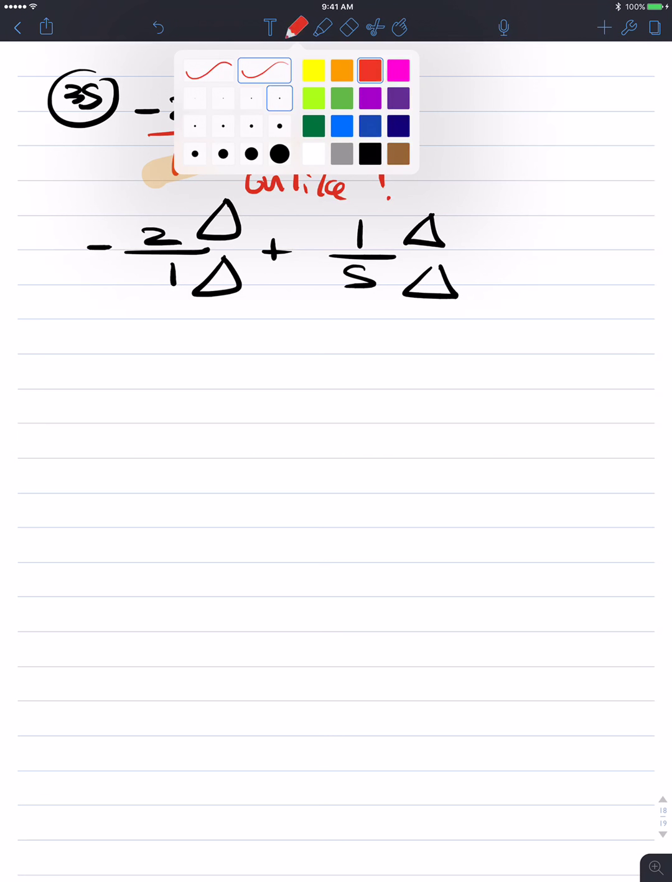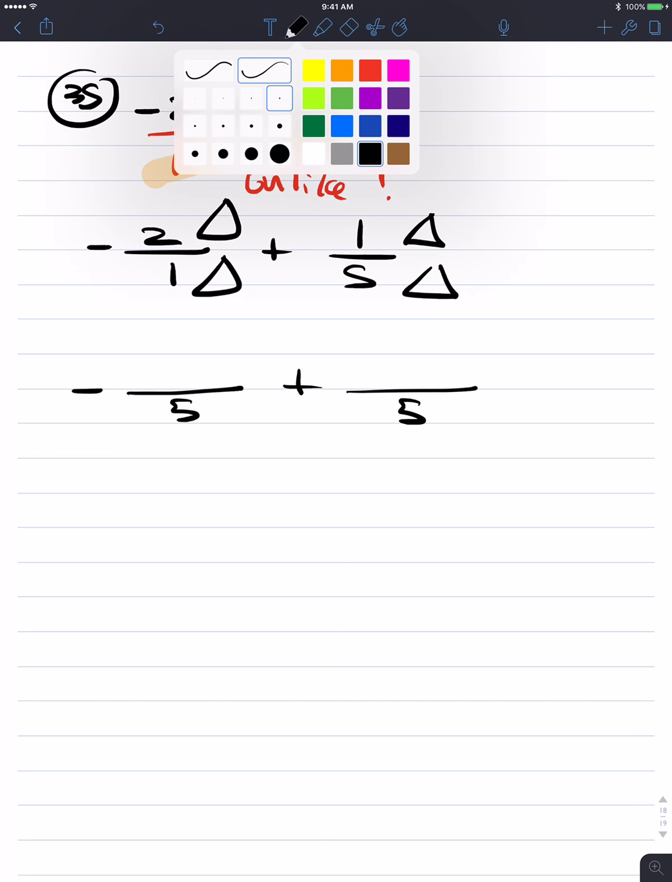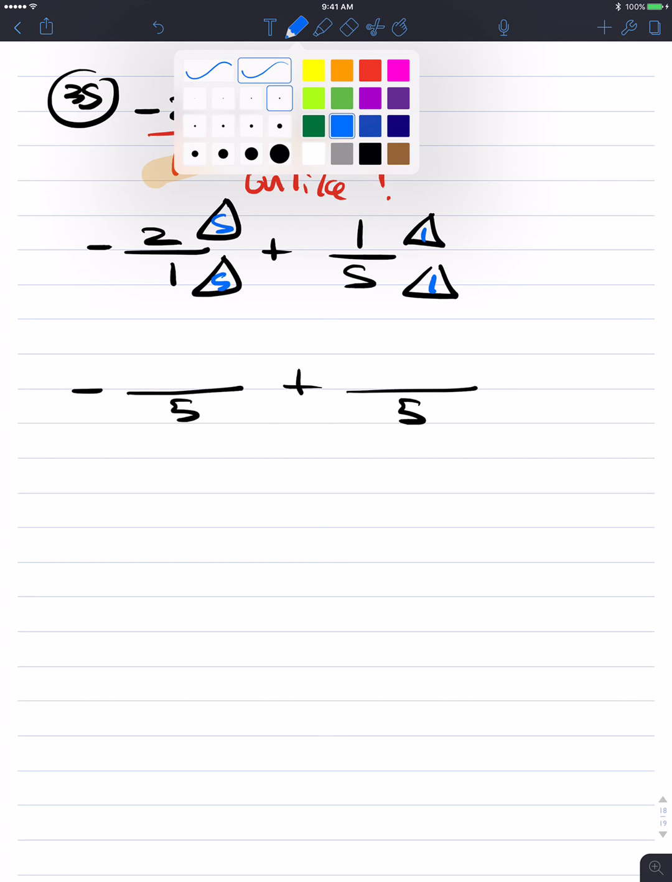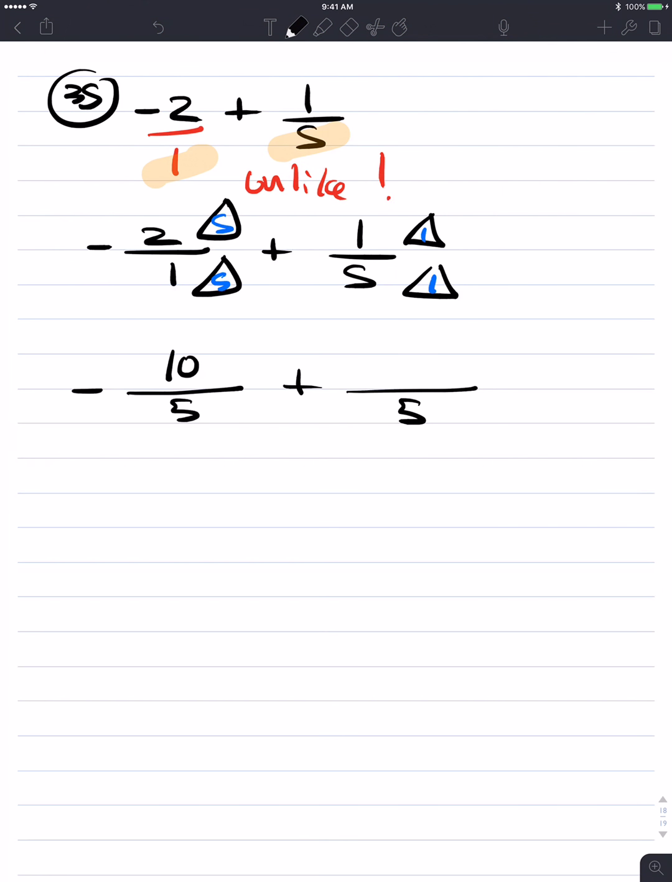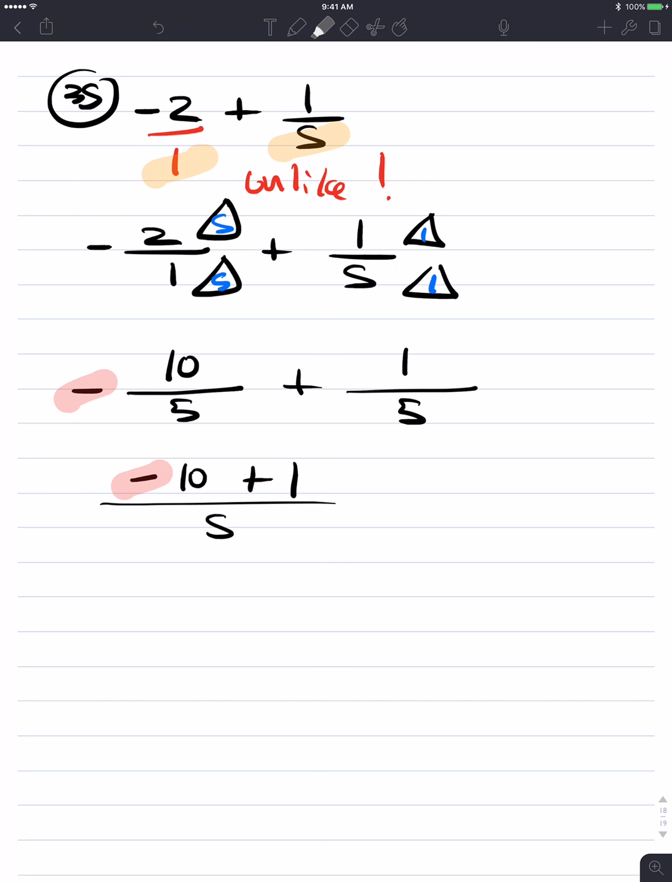So I'm going to go through the setup. I'm going to need an LCM of 1 and 5. The LCM is 5. We have to determine what goes in our triangles and our squares. 1 times 5 is 5, and 5 times 1 is 5. So in the numerator for the first fraction, I get negative 10, and for the second fraction, I get 1 in the numerator. Keep the negative sign with the number on top. This negative sign is here.